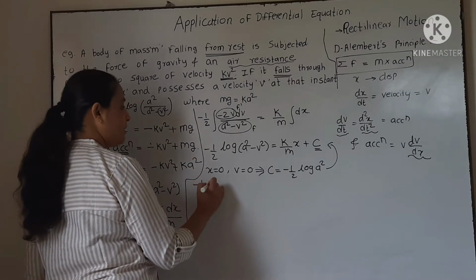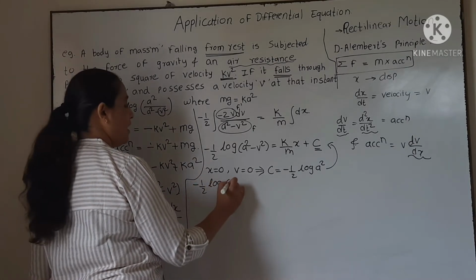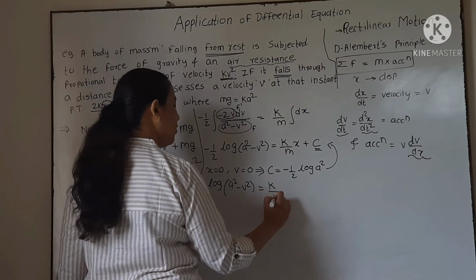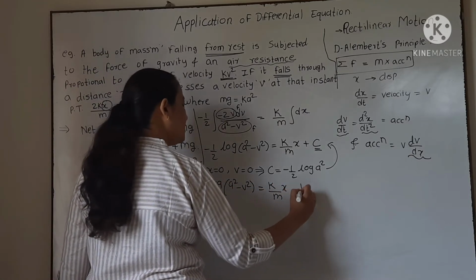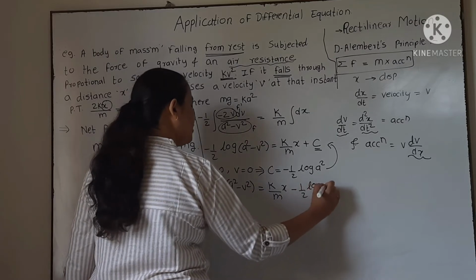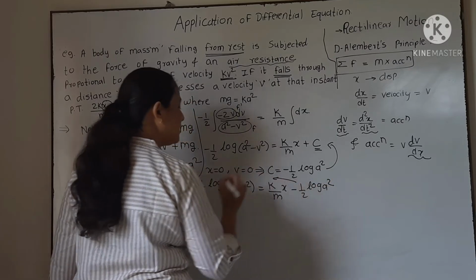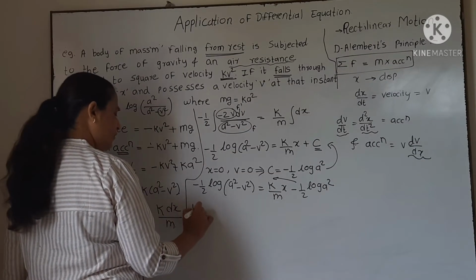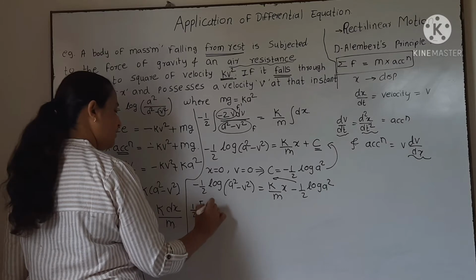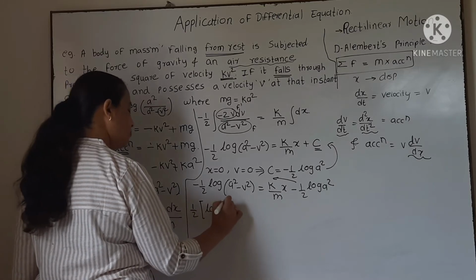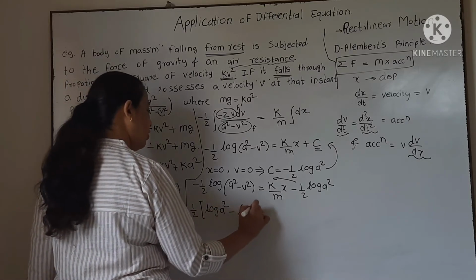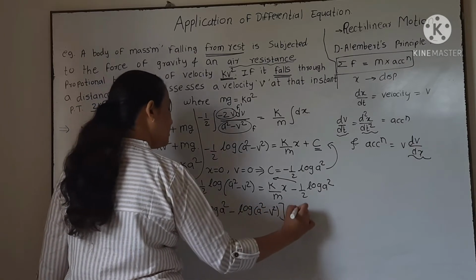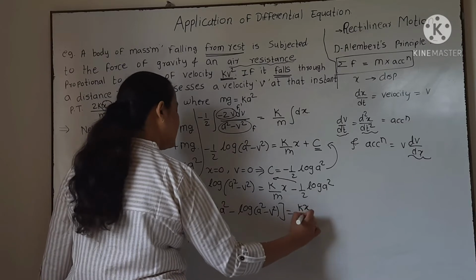You'll get minus half log of a square minus v square equal to k upon m x minus half log of a square. Now if I transfer this minus half to the left hand side, it will become plus half. We can take half common inside the bracket, log of a square minus log of a square minus v square. Now you have to use rules of logarithm. This kx upon m as it is.